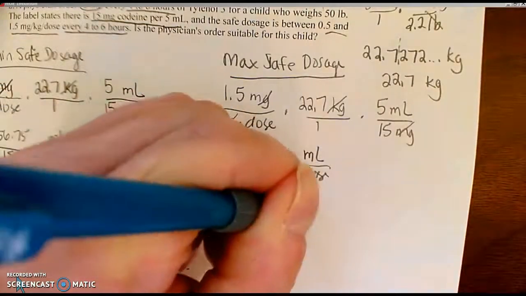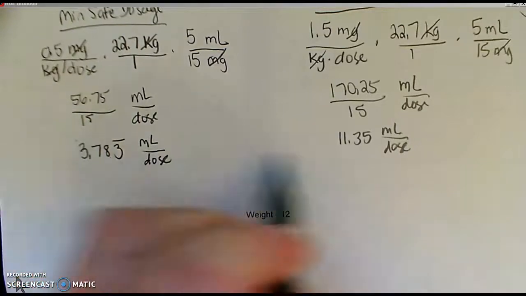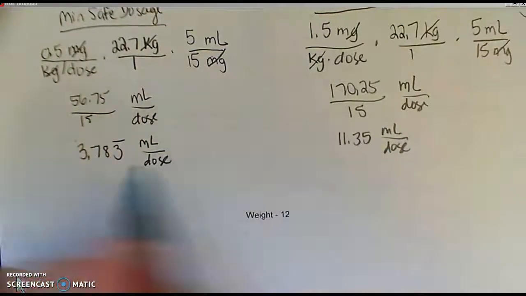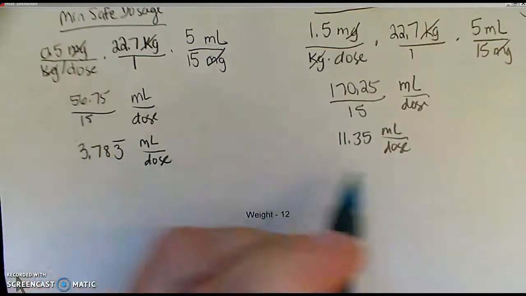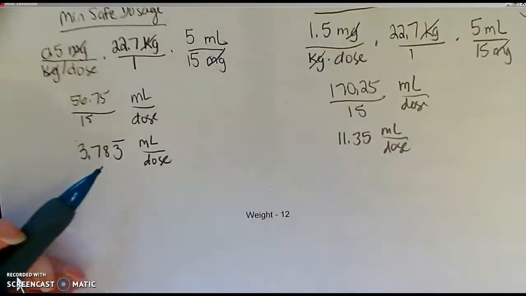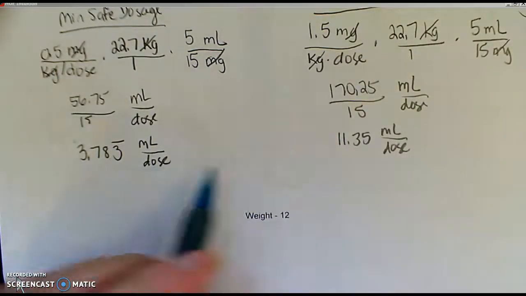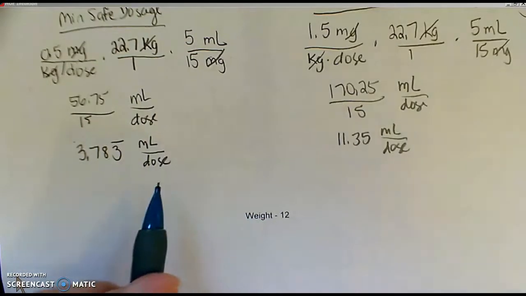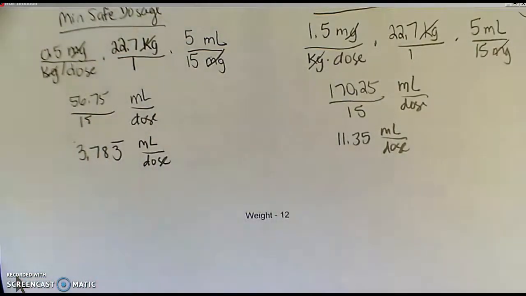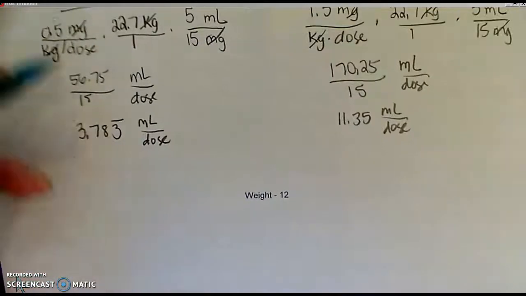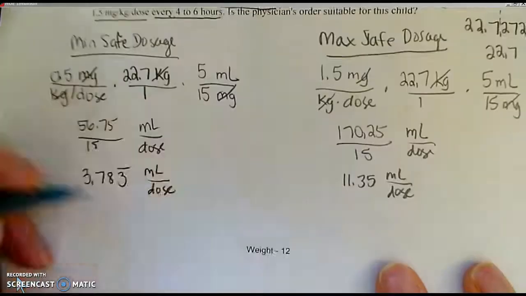Now you may have noticed that I didn't do any rounding, and that's because this is the minimum and this is the maximum. You're not going to give the patient either one of those. You're going to give the patient what the doctor ordered if it's safe. Or you're going to tell the doctor, or whoever the prescriber is, that their order is not safe because it's not in between these two numbers. So since these are not actual dosing, it's okay to have a weird number in there. So what's really going on here is this 2 milliliters per dose is not in between these two.